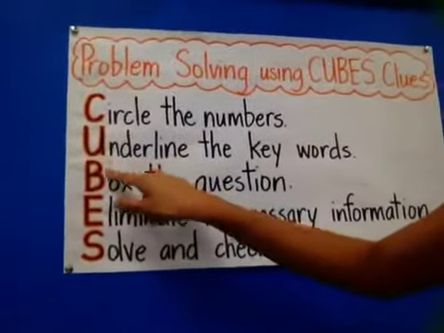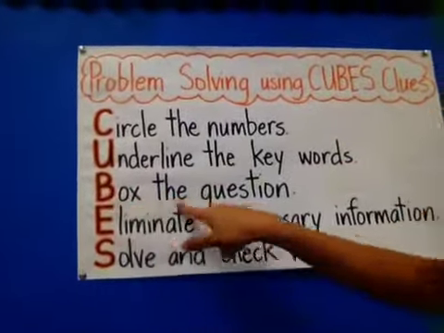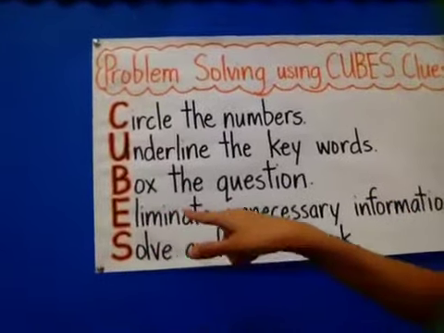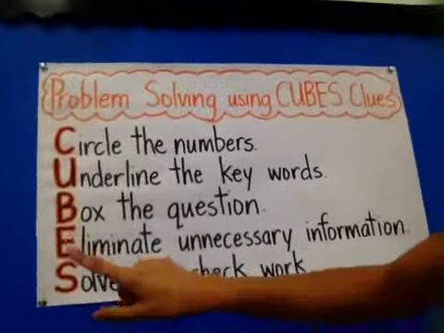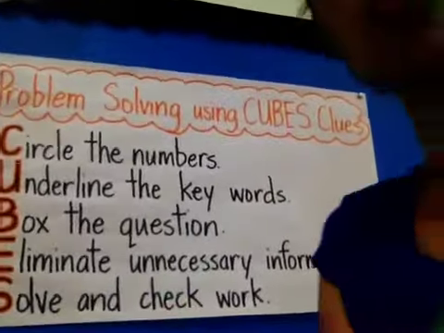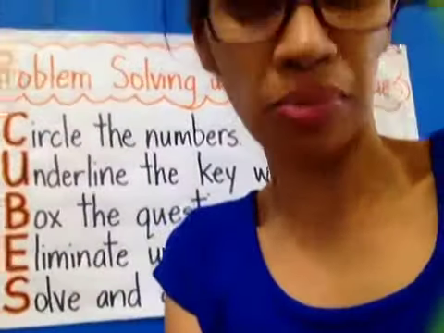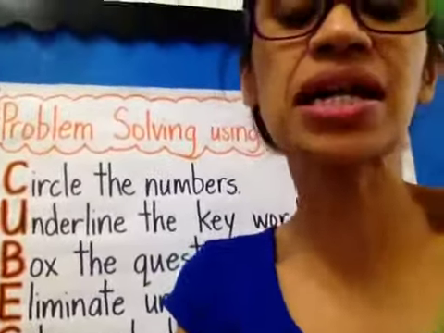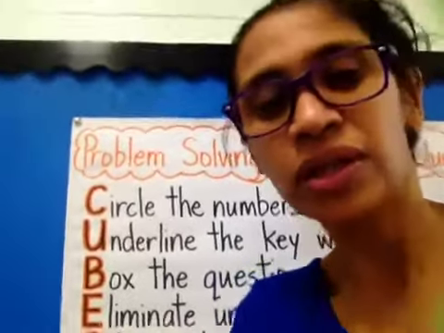U stands for underline the key words. B stands for box the question. E stands for eliminate unnecessary information. And S stands for solve and check work. So these are the steps that I want you to follow every time I give you a word problem. Yes, you need to do that every time, because if not, I'm going to make you do it anyway.